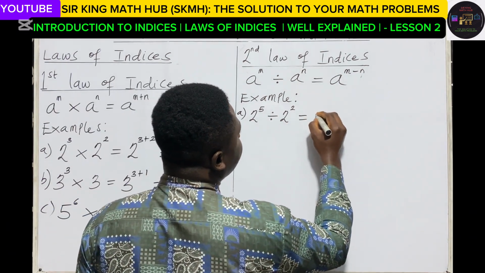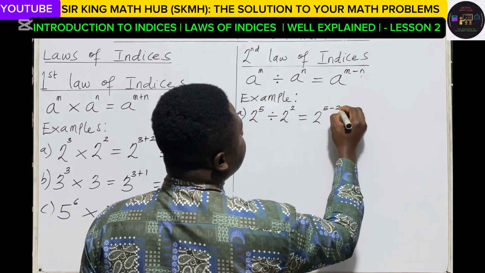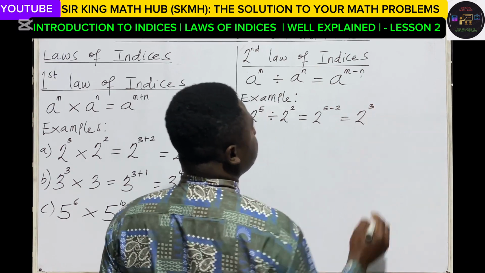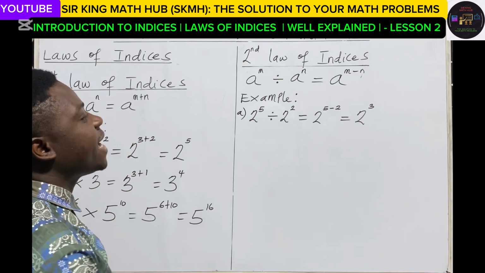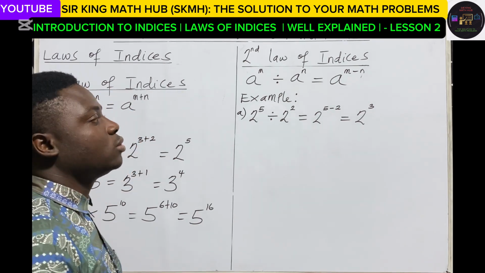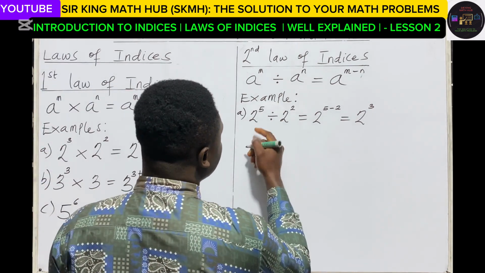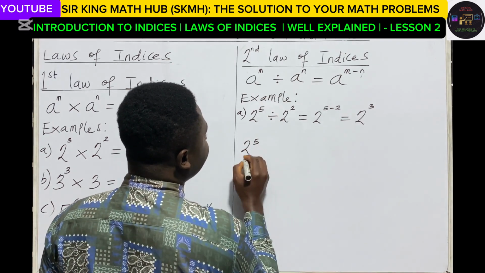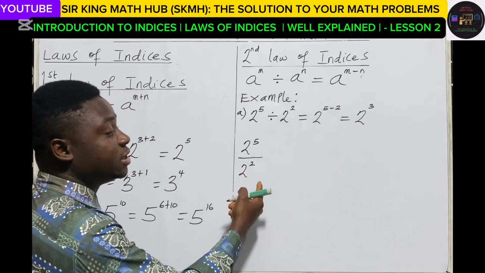So we write one of the bases, we subtract the index, and this will give us 2 index 3. So again, why is this law so? So now 2 index 5 divided by 2 index 2 could also be written in this form.